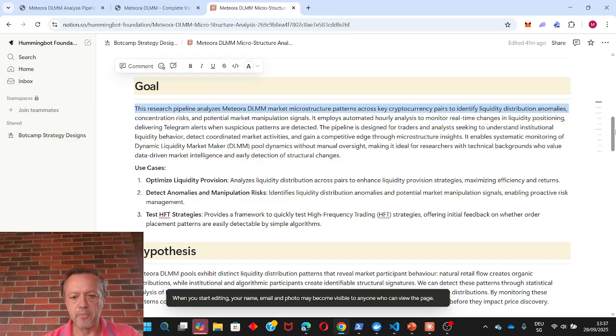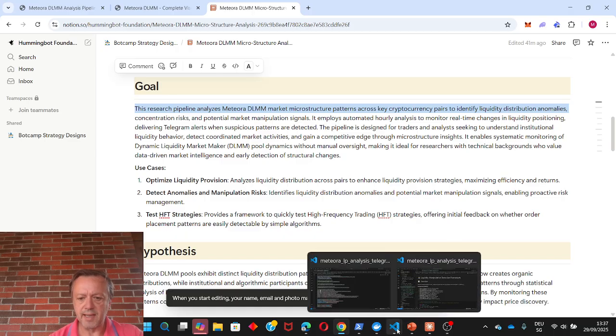And the third use case is to potentially test high frequency strategies with this framework. It provides a framework to quickly test high frequency trading strategies, offering a simple initial feedback on whether the order placement the algorithm uses is easily detectable by statistical algorithms. And if you want to go stealth in the way you trade the markets, this framework can be used for that purpose.